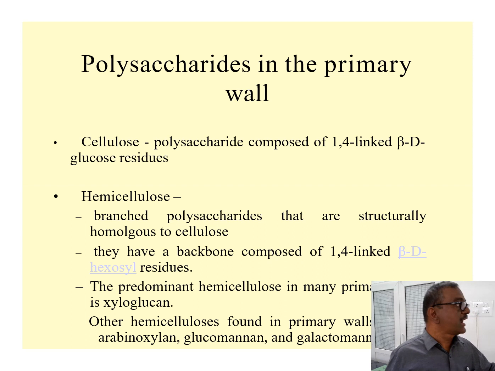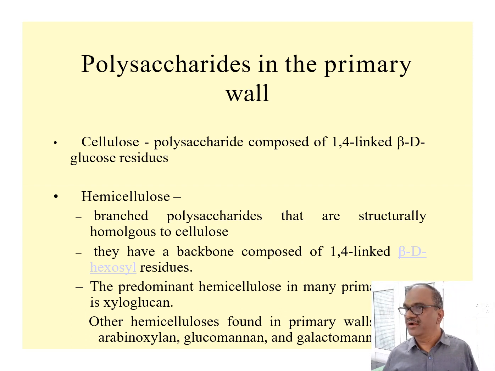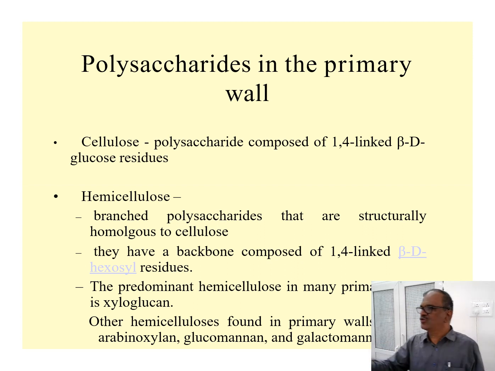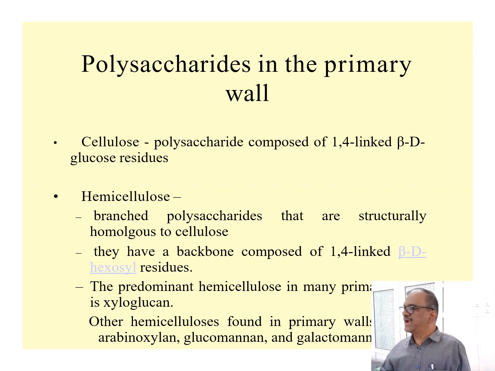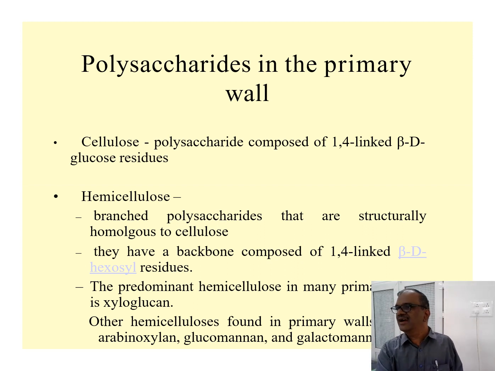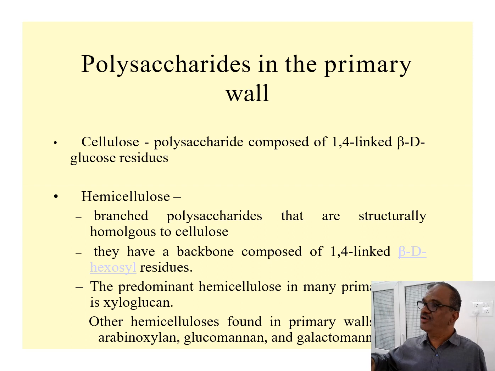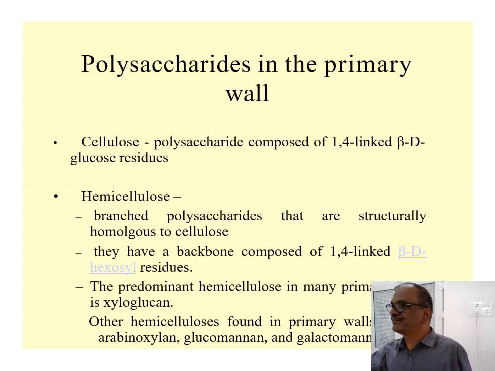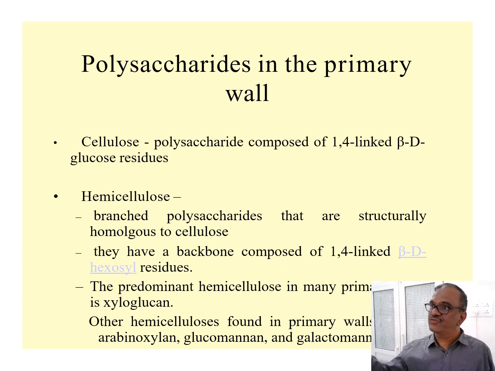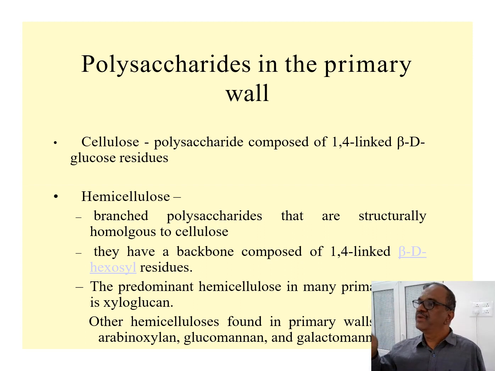Besides that, you have the other kinds of hemicelluloses, called arabinoxylan, glucomannan, galactomannan, depending upon the two units, galactose and mannose. Okay, arabinose and xylose, glucose and mannose. When they combine together, they have different names. Are you able to understand? Hemicellulose like that. Whereas in the cellulose, glucose. Okay, so there the linkage is 1,4 beta D glucose residues, whereas here it is the same beta D linkage but hexosyl residues.